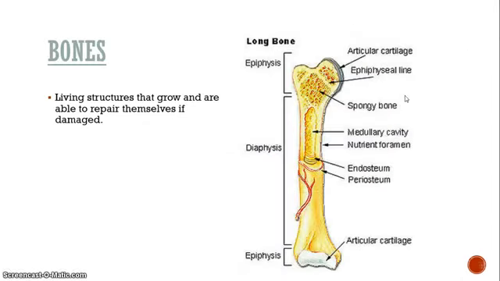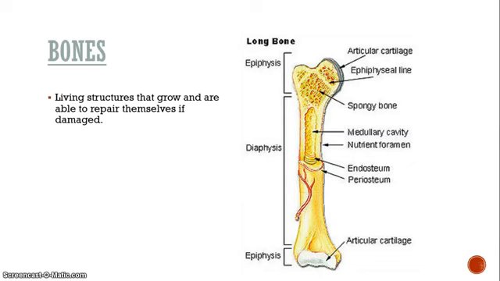Bones are living structures that grow and are able to repair themselves if damaged. They are composed of calcium and small amounts of other minerals. They provide support for the body and protect the internal organs. Bones interact with skeletal muscles to create bodily movement. Some bones are the place for the production of blood cells.